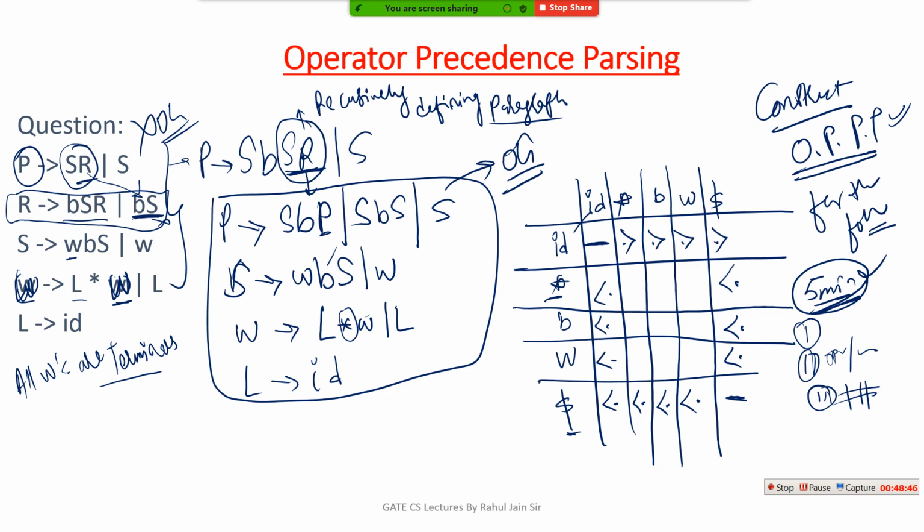Now I need to compare this star with this star. So if I compare this star with this star, guys tell me, is this star left associative or right associative? I am asking all you candidates. Answer me. Is this multiplication symbol left associative or right associative? Answer me. After that I will tell you.